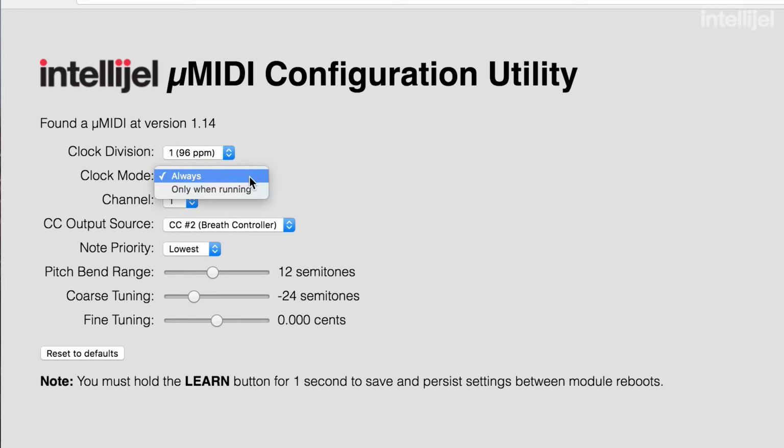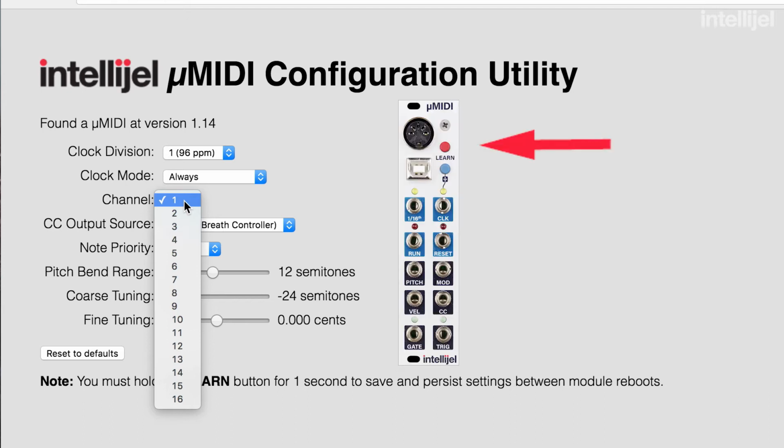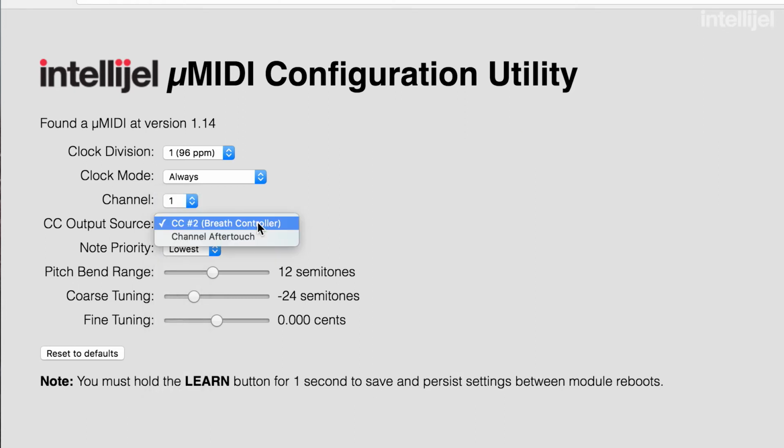Clock mode determines whether the MicroMIDI constantly outputs a clock signal or if it waits for an external MIDI host to engage playback. Channel allows you to select a specific MIDI channel for the MicroMIDI to listen to for MIDI messages. Pressing the red MIDI Learn button will assign the MicroMIDI to the first MIDI channel it hears a message on. CC output source determines which channel the MicroMIDI's CC output receives data from.